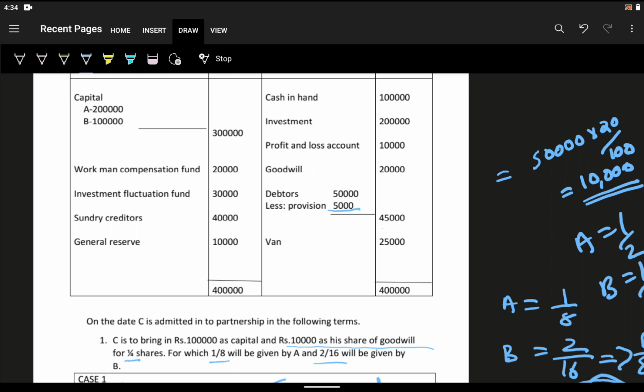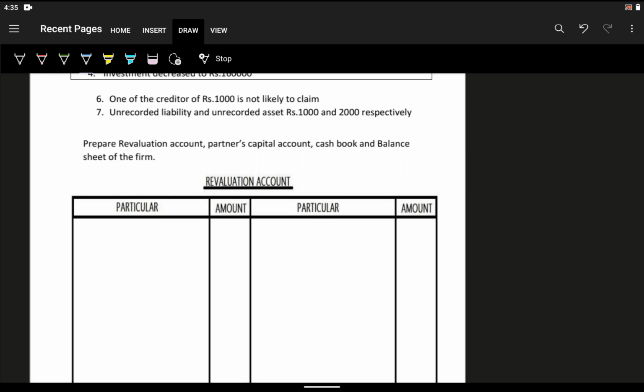Because already 5,000 is here, and we got 20 percent of debt, that is 10,000. So only 5,000 extra is coming. If it is extra, that means it's a loss. Why? If we write 10,000 here, what will happen? Instead of 45,000, it will become 40,000, right? That is, the asset is decreasing, so it's a loss to the business. So we will write in revaluation, on the loss side, provision for doubtful debt, 5,000.